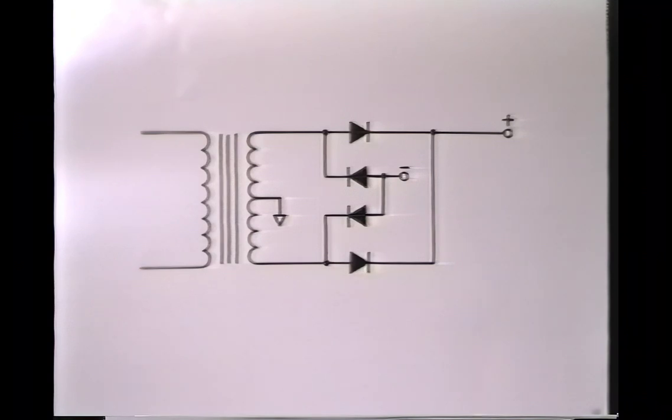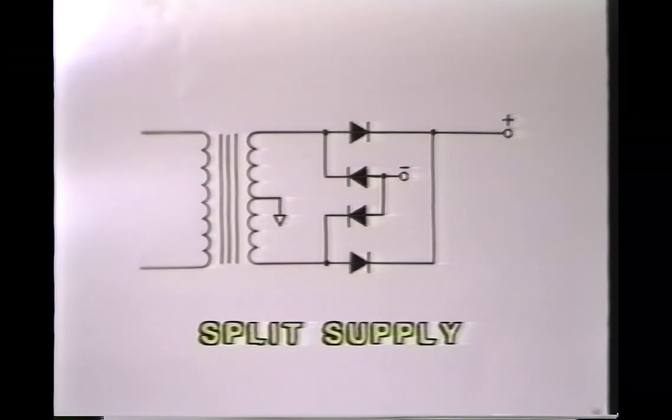Let's take our negative power supply and add 2 more diodes. Their anodes are connected to the transformer, and the 2 cathodes are tied together. Remember, where the 2 cathodes are connected together, we find the positive output of the power supply. By connecting just 2 more diodes, we can make a power supply that's both positive and negative. It's called a split supply.